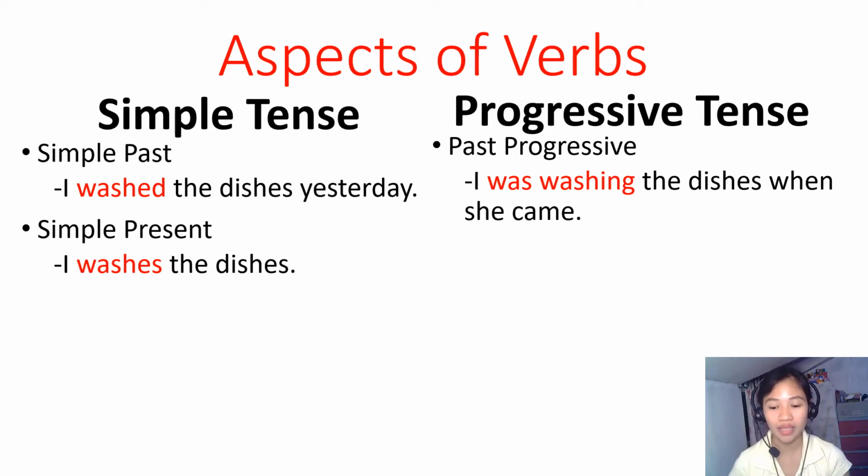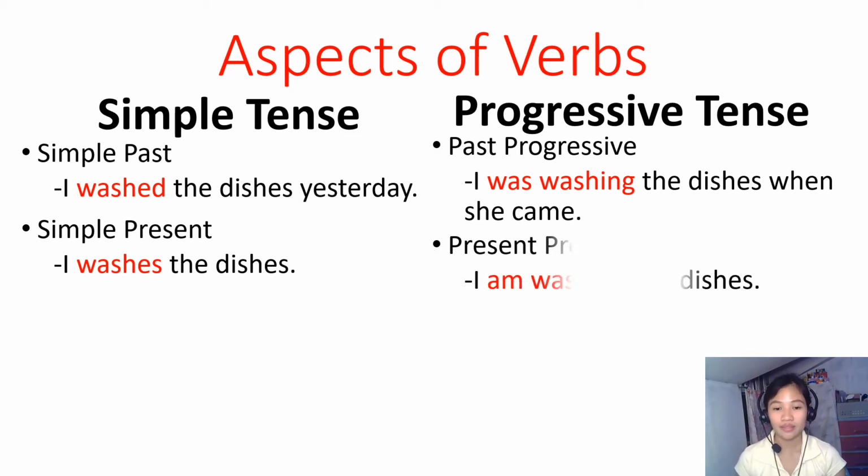We should not add anything to the verb. Just like what I use, I washes the dishes. I is a singular noun, so therefore my verb must have s or es at the end of its word. I washes the dishes. So washes shows that this sentence or this action is happening right now.